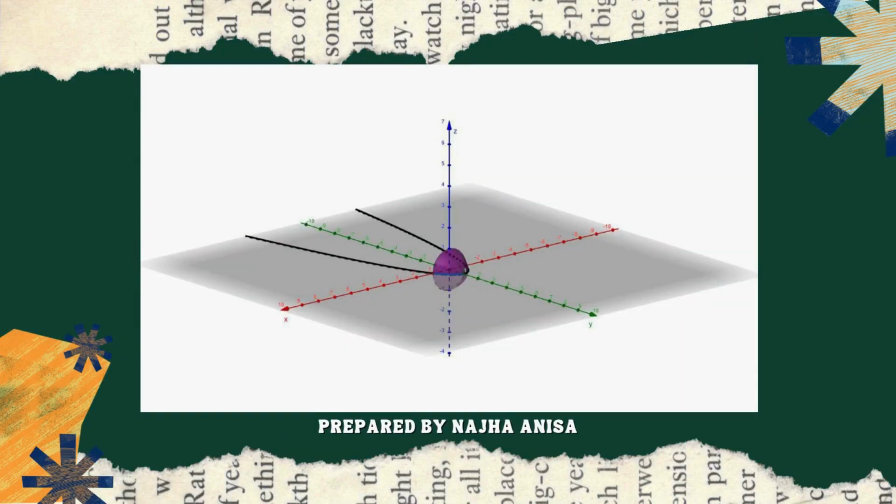This diagram shows a three-dimensional graph created using GeoGebra. The red line represents the x-axis, the green line represents the y-axis, and the blue vertical line represents the z-axis. The purple shape at the center is a surface of revolution. This surface is generated from the function f(x) equals 1 minus x squared.